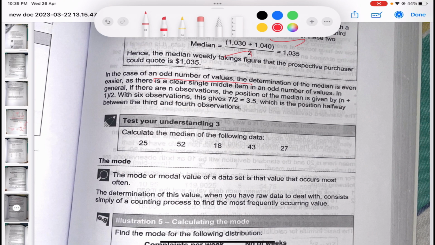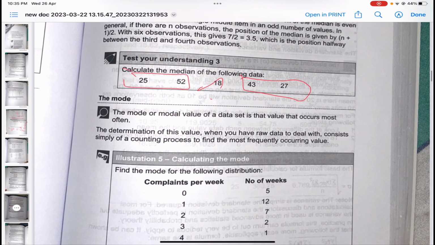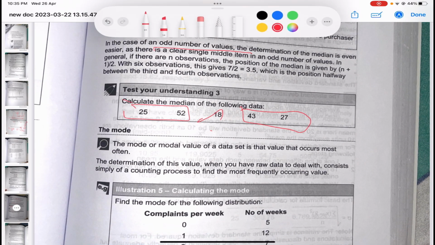So calculate the median of the following data. Is it an odd number of observations or an even number of observations? Odd, right? So you have 2 over here, 2 over here. So my answer is 18. It's that simple. It's the middle data. In case 27 wasn't there and only this data is there, then I will add the middle 2 and divide by 2.